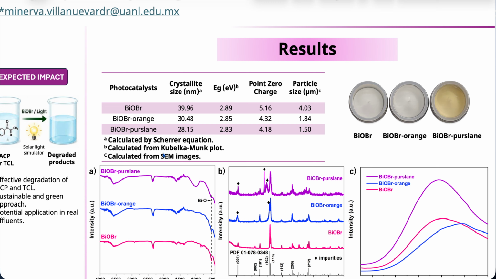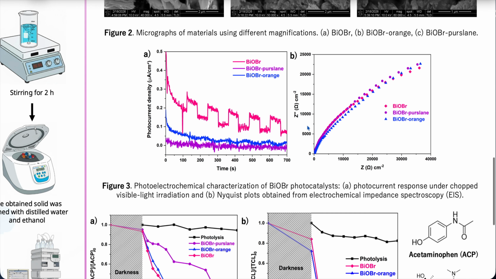The band gap values remained relatively similar, ranging from 2.83 to 2.89 electron volts, indicating that the incorporation of the extracts did not produce a significant change in the optical band gap. The particle size obtained from SEM images also decreased from 4 micrometers for bismuth oxybromide to 1.84 micrometers for bismuth oxybromide with orange and 1.5 micrometers for the purslane.